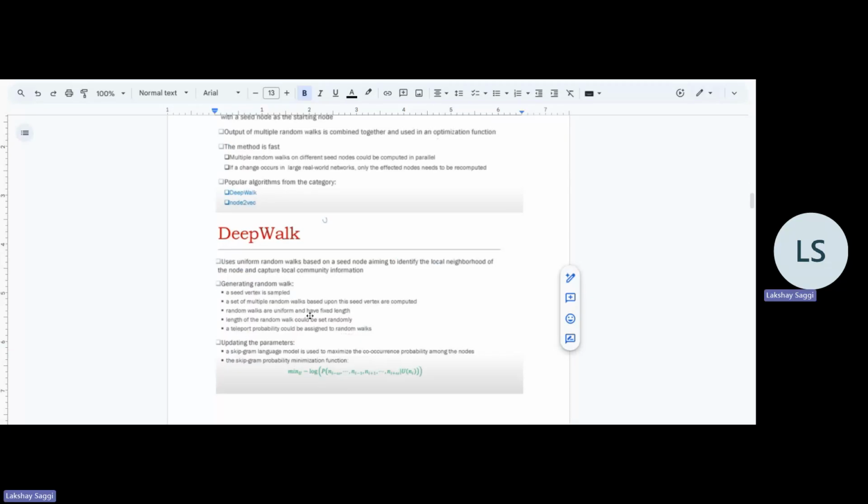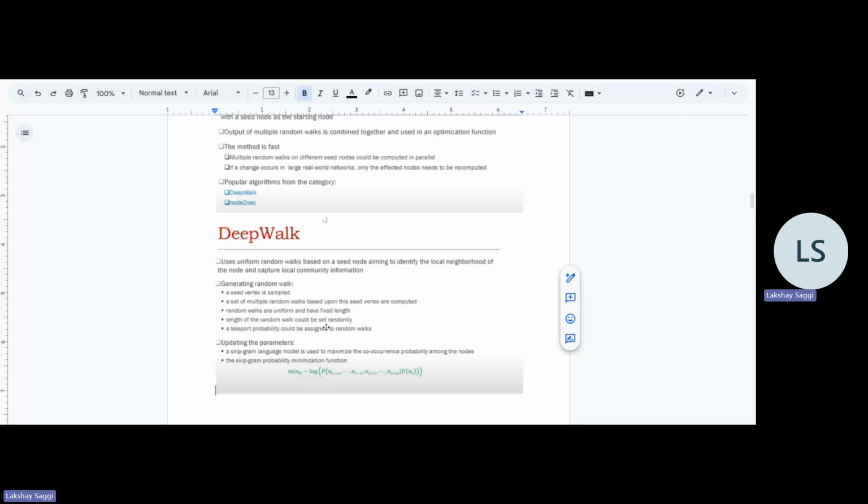And the length of the random walk could be set randomly. So although the random walks are uniform and fixed length, what the length should be can be fixed randomly. You choose a random length and say that all the random walks which I will now be doing will have this length L.